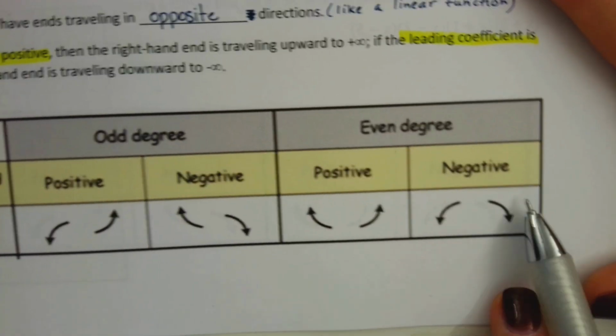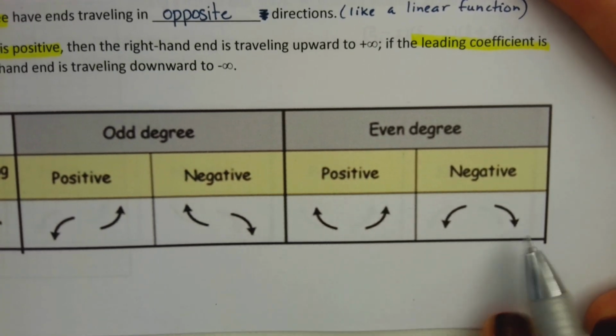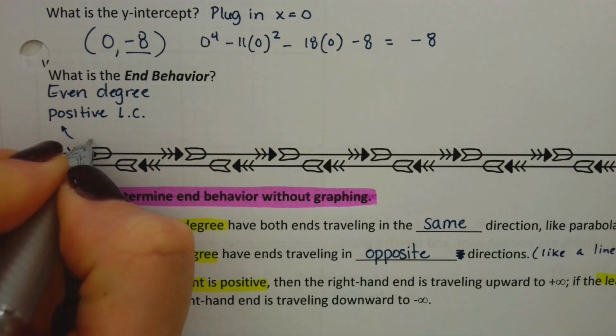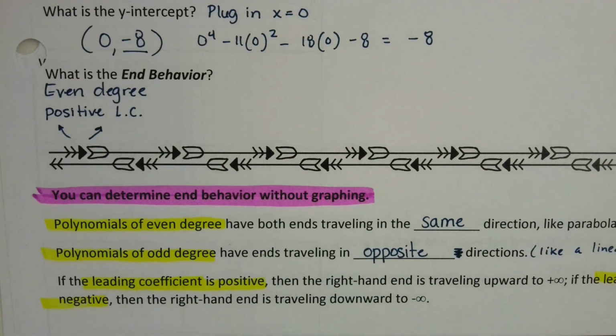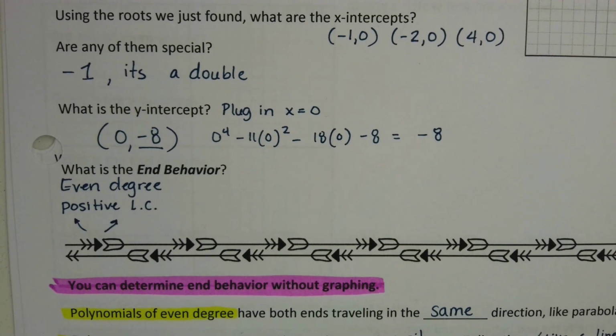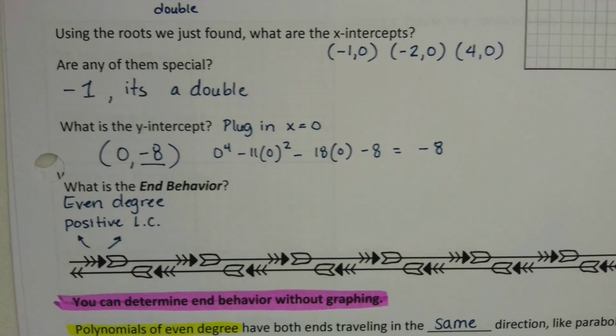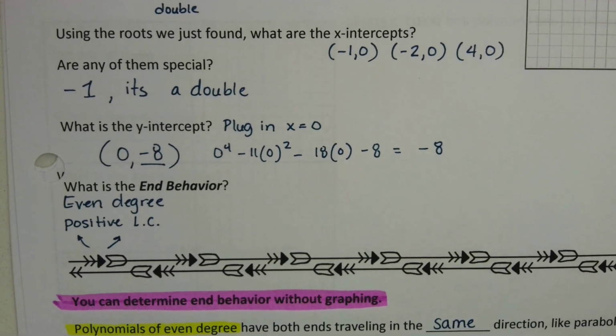Okay, so even degree means that both ends go in the same direction. So either both go up or both go down. But it is a positive leading coefficient, so that means both ends are going to point upwards. Left goes up, right goes up. Now, this is not the technical way to write the end behavior. We will come back to the technical way to write the end behavior. But for right now, we're going to use all the information we have to piece together what this graph is going to kind of sort of look like.